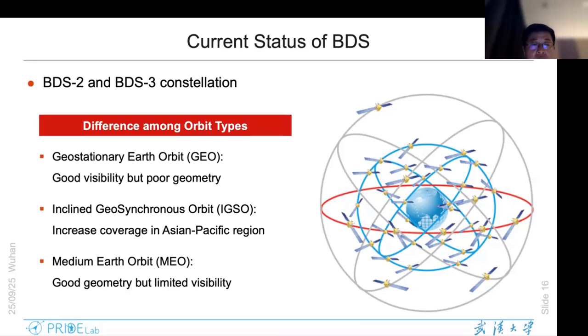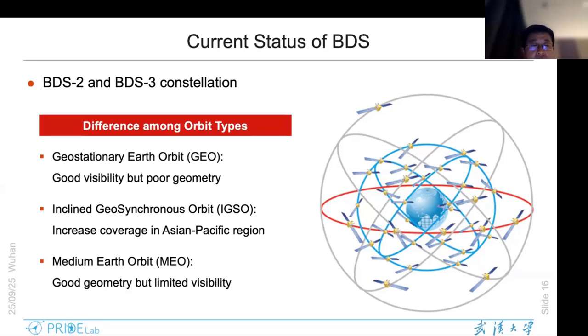The first one is geostationary Earth orbiters. So this kind of satellites is not seen from the other three global constellations. They have only MEO satellites, but they don't have the geo satellites. So this kind of geo satellites can provide some space-based augmentation corrections, so they can be combined with the navigation satellite system.